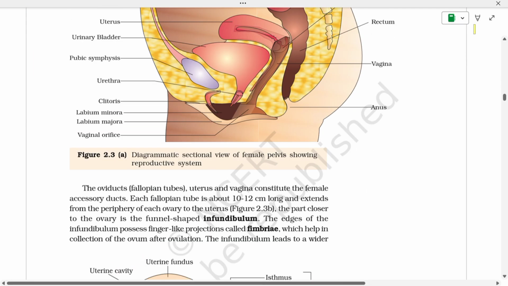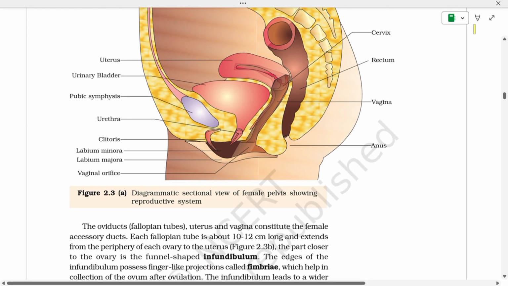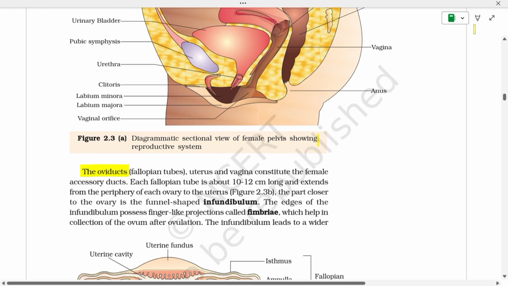Figure 2.3a, Diagrammatic sectional view of female pelvis showing reproductive system. The oviducts, fallopian tubes, uterus and vagina constitute the female accessory ducts. Each fallopian tube is about 10 to 12 centimeters long and extends from the periphery of each ovary to the uterus, figure 2.3b. The part closer to the ovary is a funnel-shaped infundibulum.